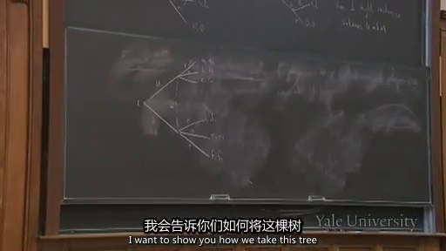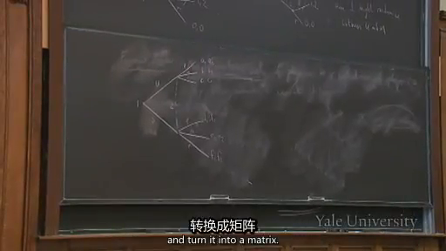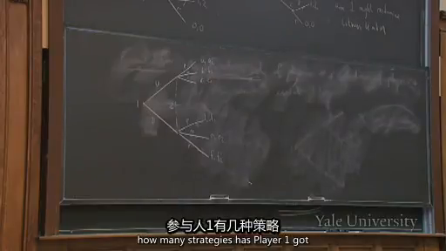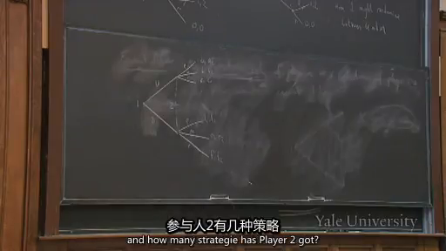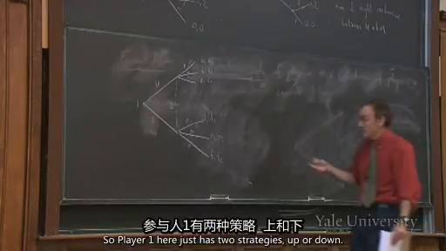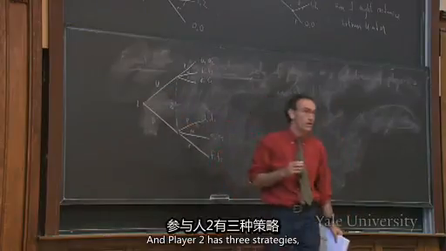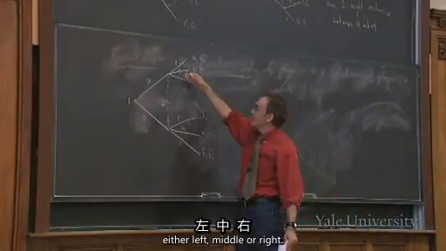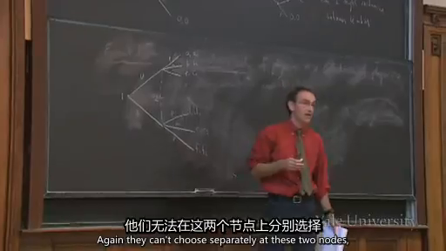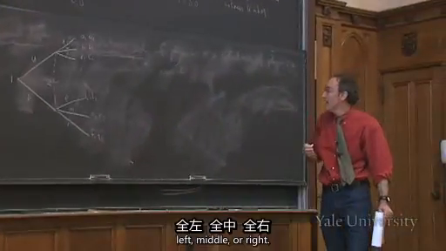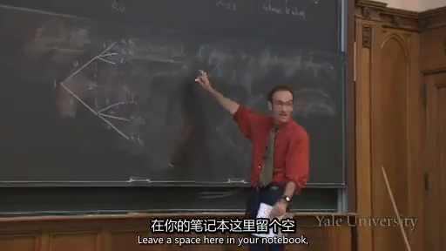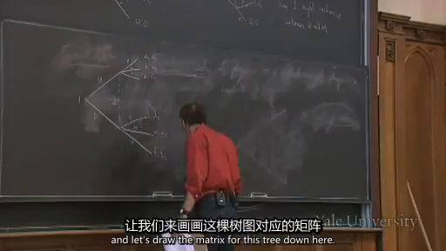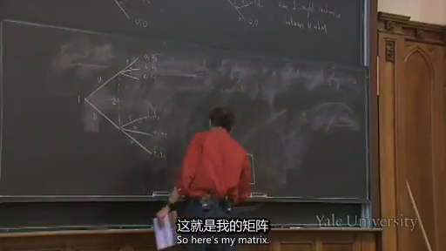And I want to show you how we take this tree and turn it into a matrix. So how do we turn it into a matrix? Well, we look and say, how many strategies has player 1 got, and how many strategies has player 2 got? Player 1 here just has 2 strategies, up or down, and player 2 has 3 strategies, either left, middle, or right. Again, they can't choose separately at these 2 nodes, so they really just have 3 choices. So leave a space here in your notebook, leave a space to the right, and let's draw the matrix for this tree down here. All right, so here's my matrix.